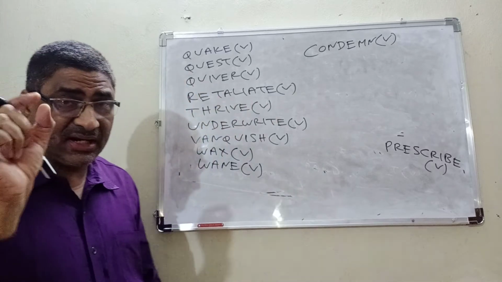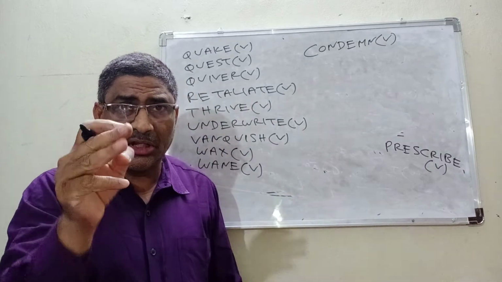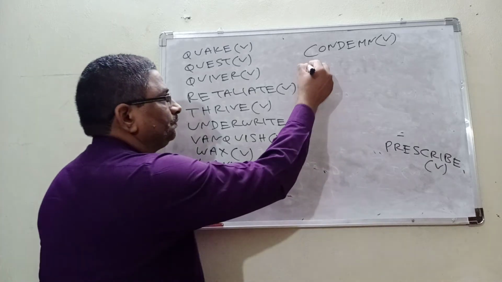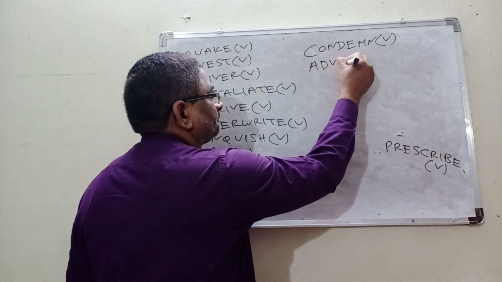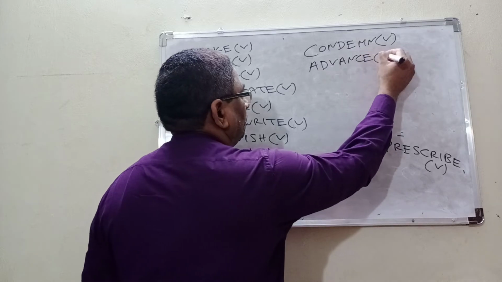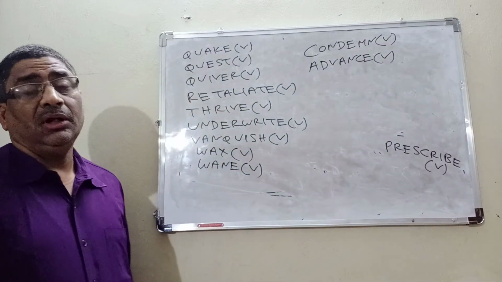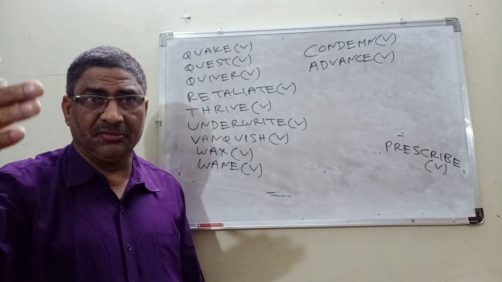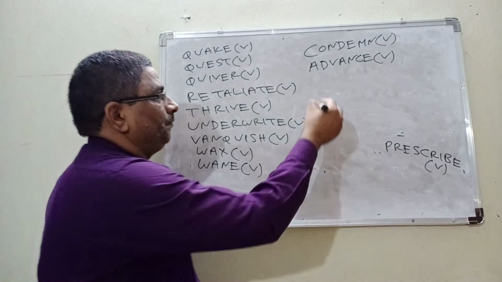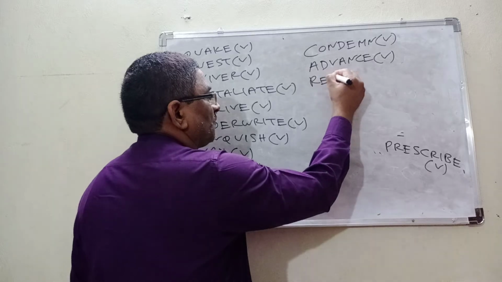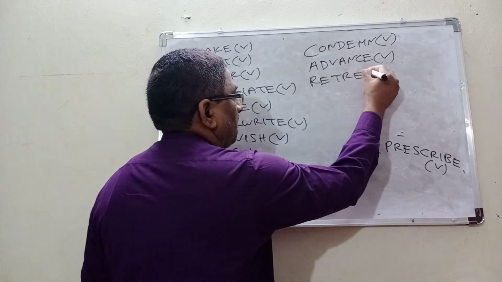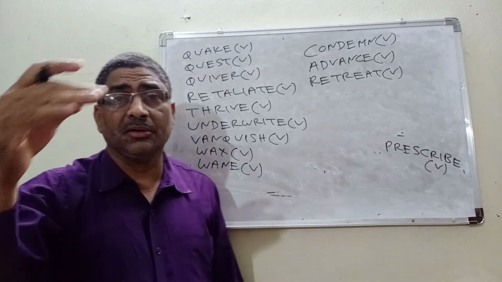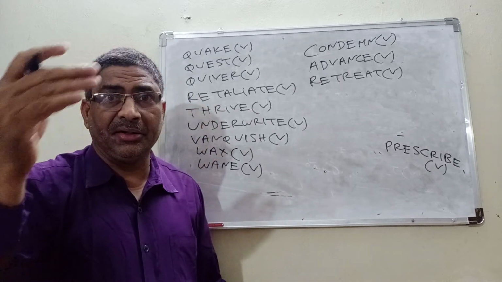Condemn. I strongly condemn your statement. Condemn meaning is oppose or object. Advance. The army is advancing. To move in the forward direction is called advance. Retreat. To go in the backward direction. The army is retreating.